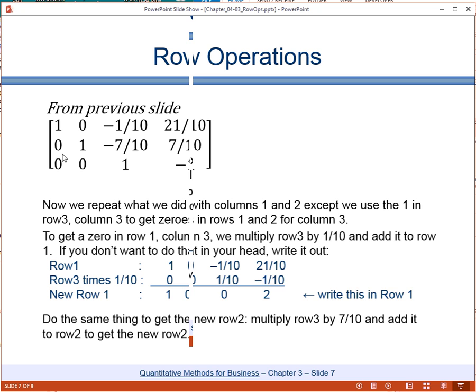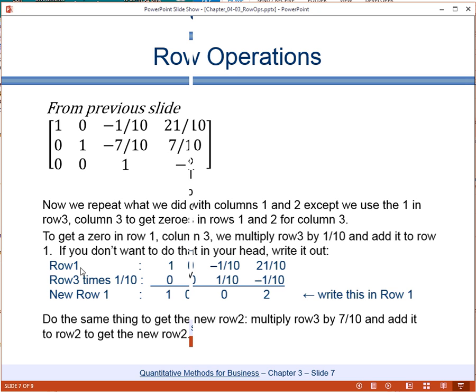So 7 tenths times 1 is 7 tenths. Added to minus 7 tenths, I get a 0 here. And minus 1 times 7 tenths is minus 7 tenths, added to 7 tenths, I get a 0 there. So my new row 2 is going to be 0, 1, 0, 0.